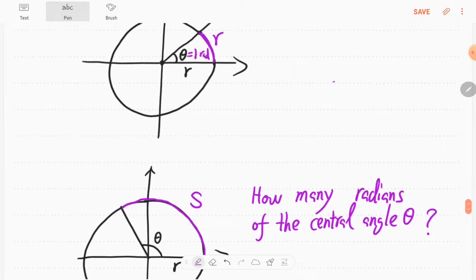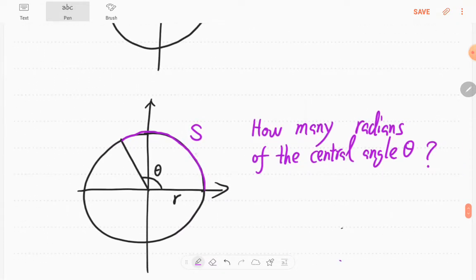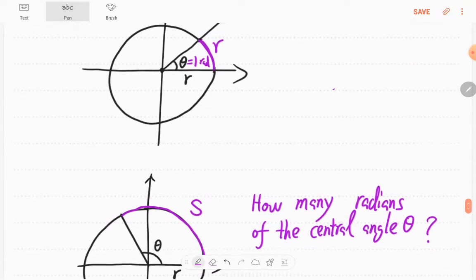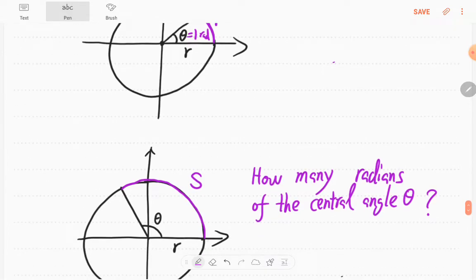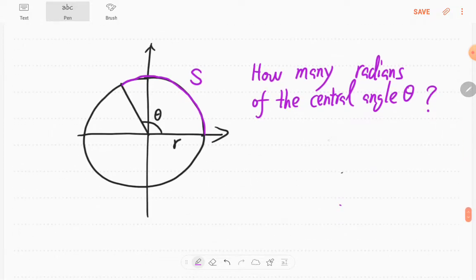We know if the arc length, the length of the curve, is r, then this is 1 radian. Now our length is s. In other words, we need to know how many r's are in this s, right? We say s divided by r means how many r's in s. So this will give you the radians. So we say theta is equal to s over r radians.